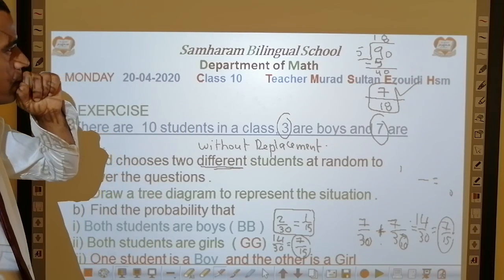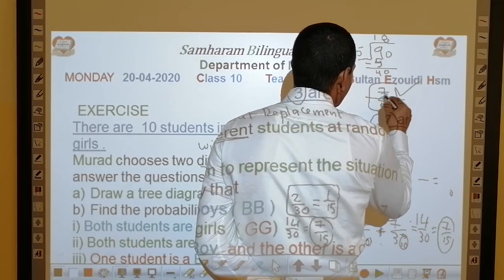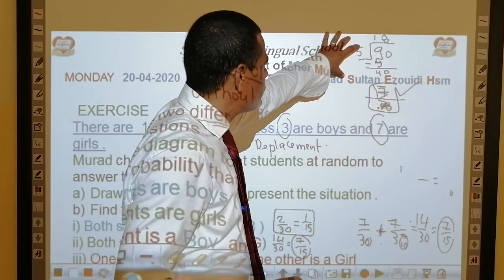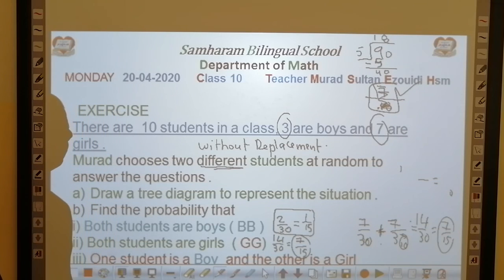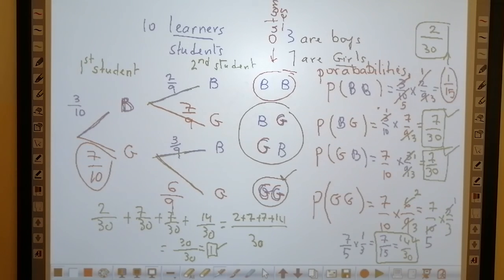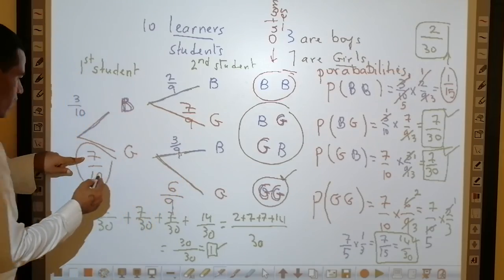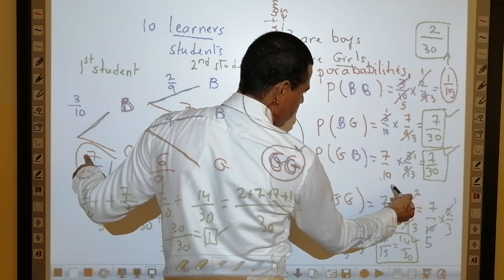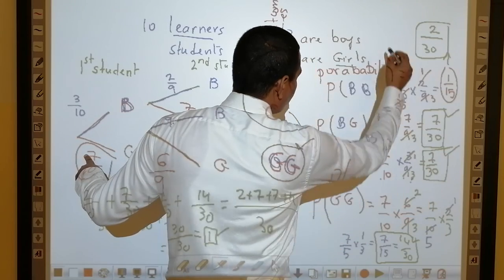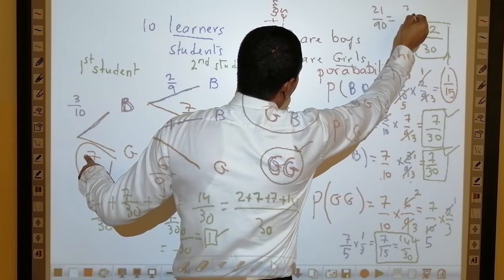Also here, what we have done: we said 90 divided by 5, which gives 18. So, go back to the question. Girl, boy: 7 over 10 multiplied by 3 over 9. So it will be 21 divided by 90. Then we divide by 3. It will be 7 divided by 30.